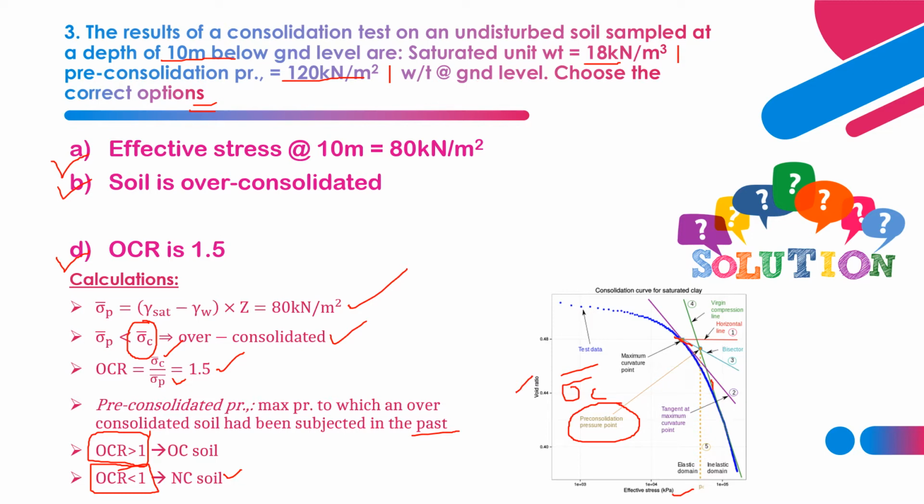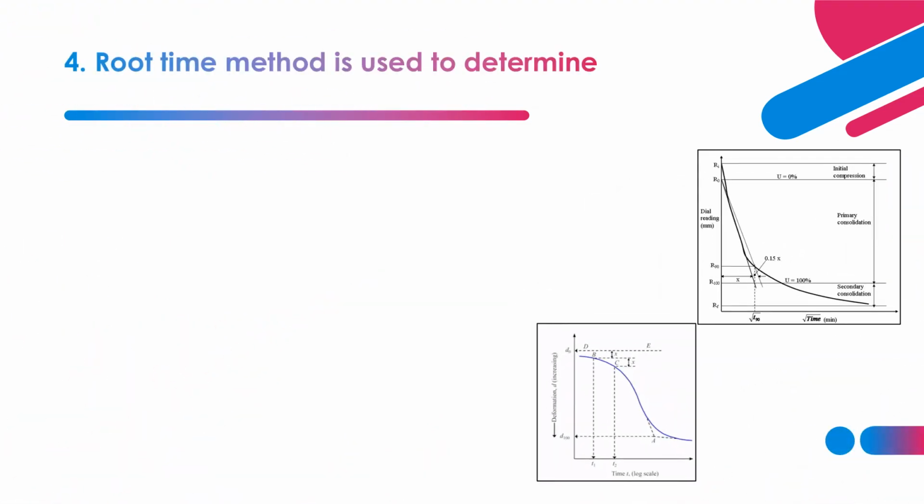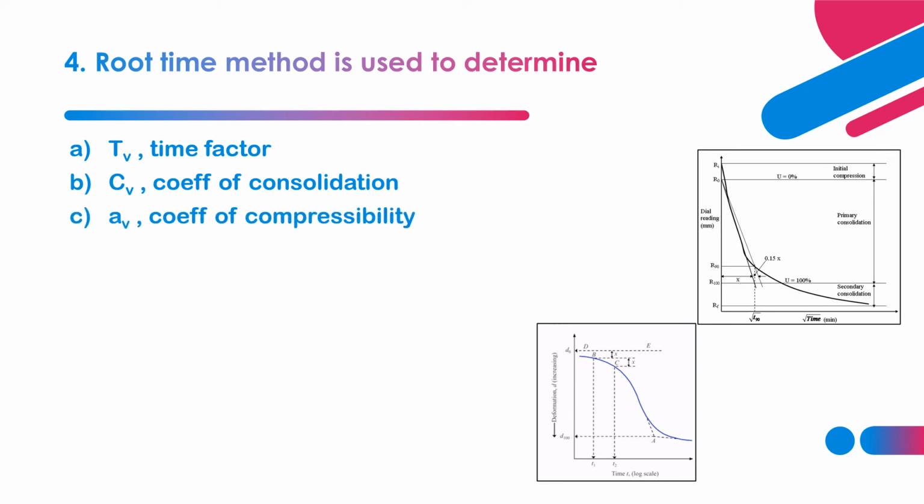Now let's move on to the fourth question. Root time method is used to determine... There are two methods used to determine one of the parameters in consolidation. So what is that parameter? Whether it is time factor, or coefficient of consolidation, or coefficient of compressibility, or coefficient of volume change. Which parameter is determined using the root time method?